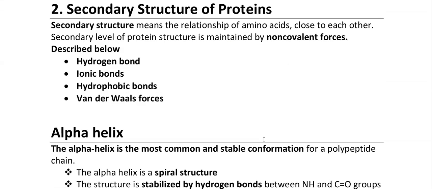Secondary structure of protein. Secondary structure means the relationship of amino acids close to each other. Secondary level of protein structure is maintained by non-covalent forces described below: hydrogen bond, ionic bond, hydrophobic bond, van der Waals forces.